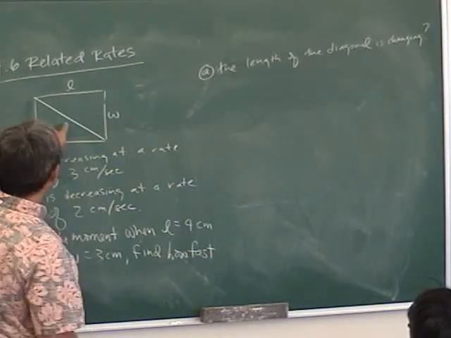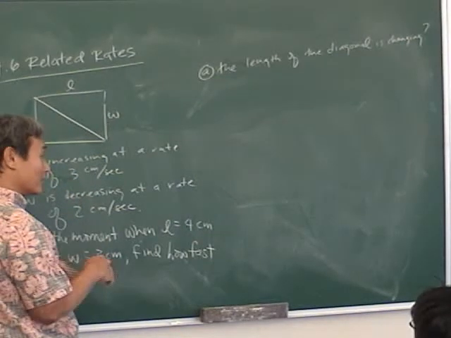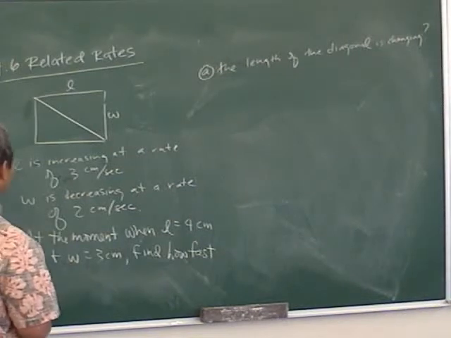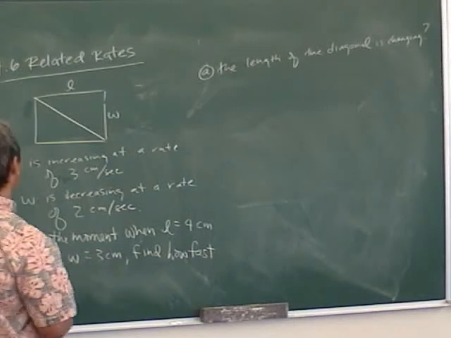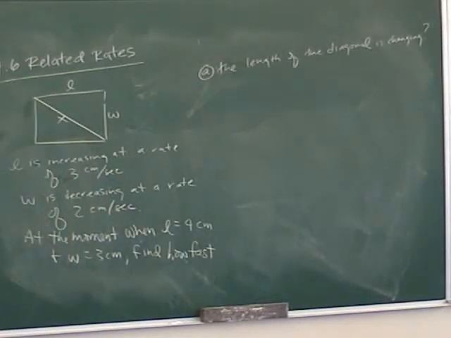So what variable do you want to call the length? Basically, in your diagram, things that change you label with variables. Things that stay constant you can label with numbers. Okay? So what do you want to call the diagonal? I'm going to just call it X, because L is changing, W is changing, and X is changing. All three of these quantities are changing, so you label with variables.